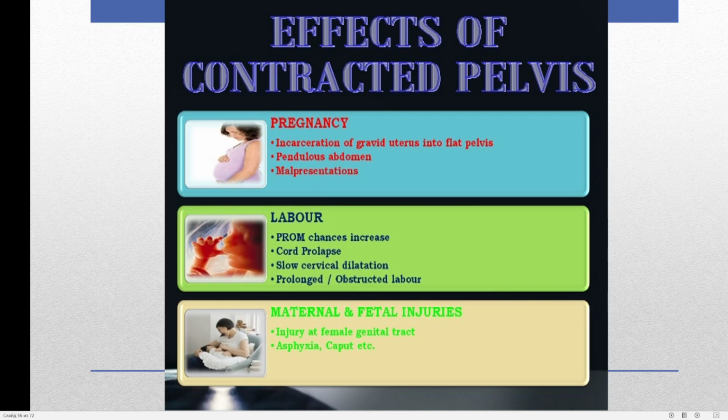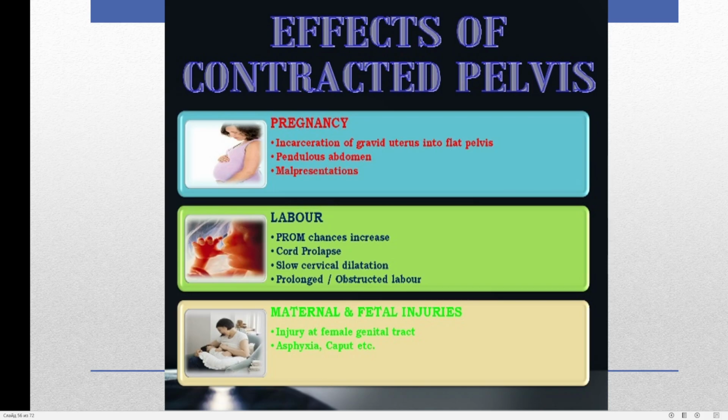Effects of the contracted pelvis during pregnancy. As I said before, abnormal shape of the abdomen. It may be a malpresentation, or abnormal engagement. During labor, maybe cord prolapse, again because of absent normal engagement. There is slow cervical dilatation. It may be prolonged obstructed labor.